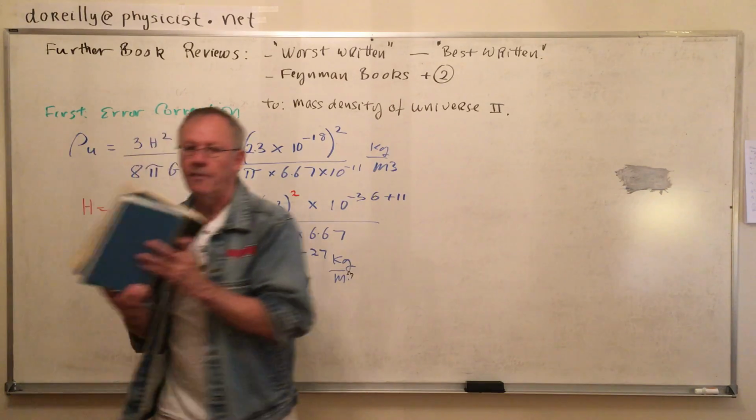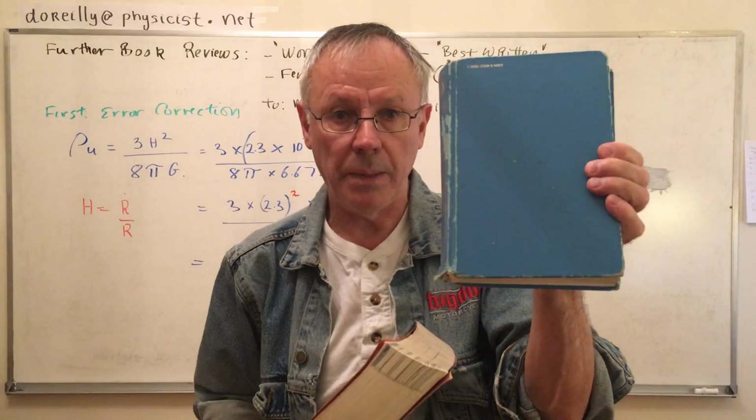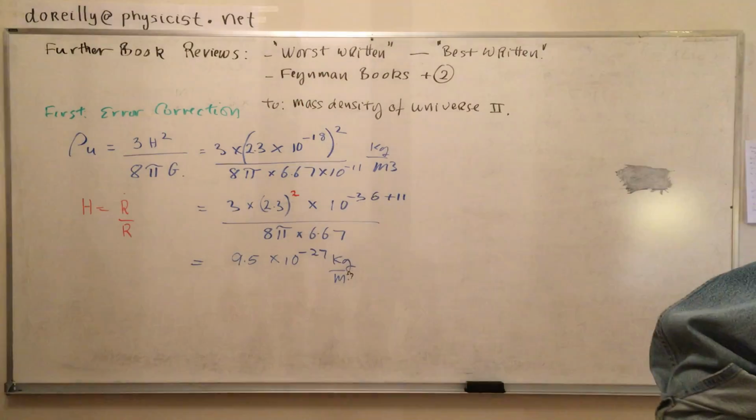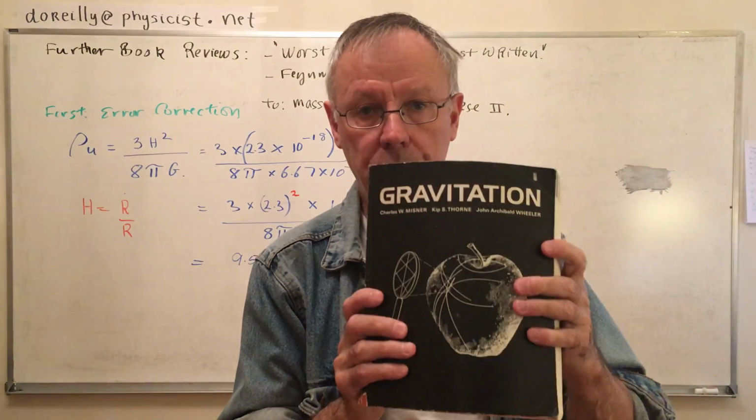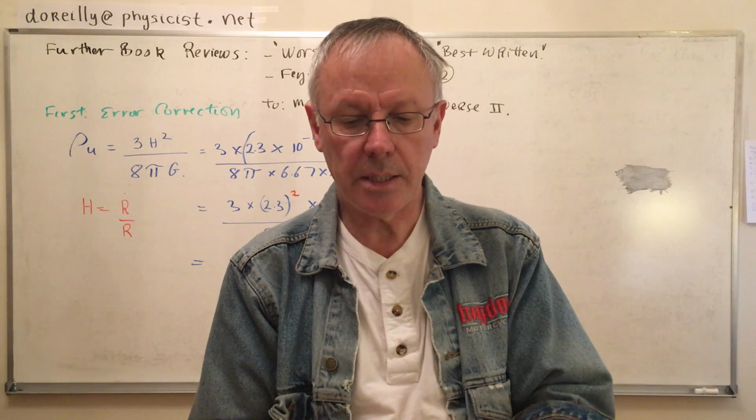The other two books which I've already mentioned that I regard as being very poorly written are Matthews and Walker, Mathematical Methods. And of course, the worst, Gravitation by Misner, Thorne and Wheeler. There's no need to say all of that.